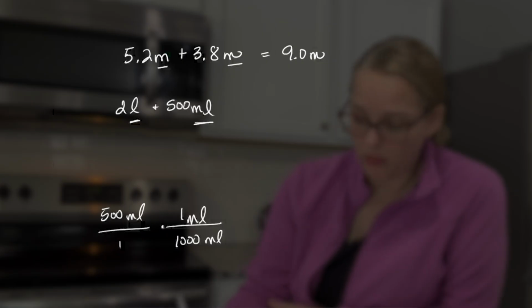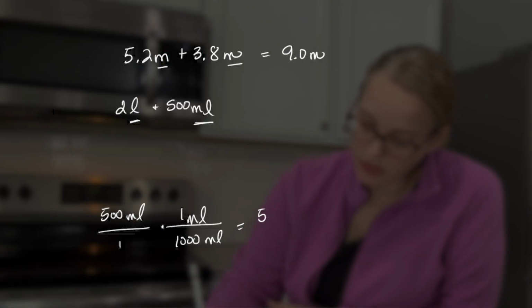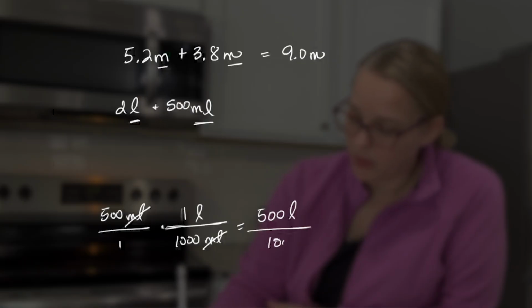by doing what we've been doing all along. Oh, sorry, that was supposed to be 1 liter. I cross out my milliliters. I have 500 liters divided by 1,000.